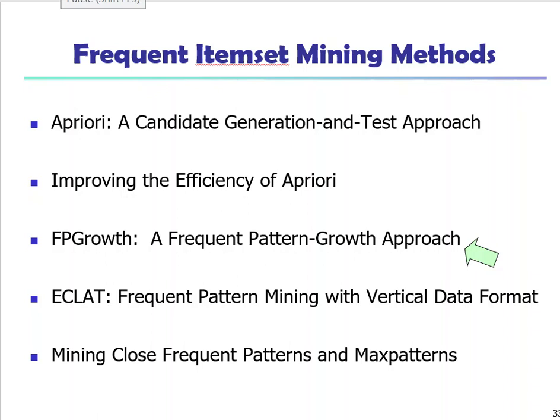The next method that we're going to introduce is FP-Growth. It's a frequent pattern growth approach. The idea is to use a clever data structure to hold all the information that the transaction database holds, so that everything, the mining part, will be done in memory over this FP-Growth tree. So we don't have to go back to the database and scan the database for the counts.